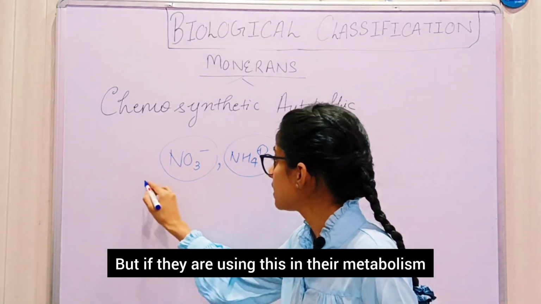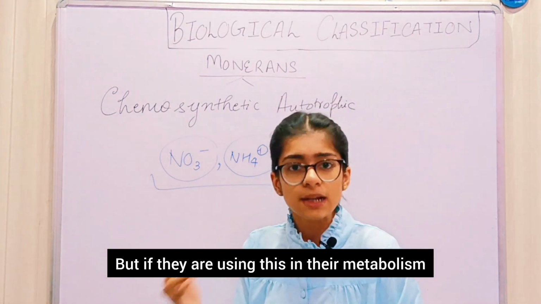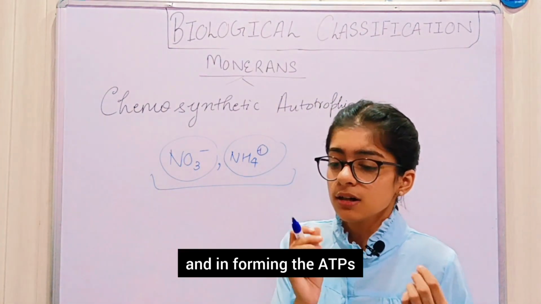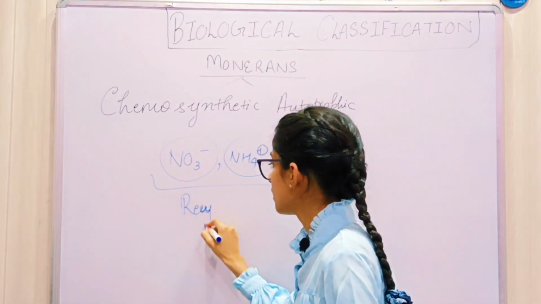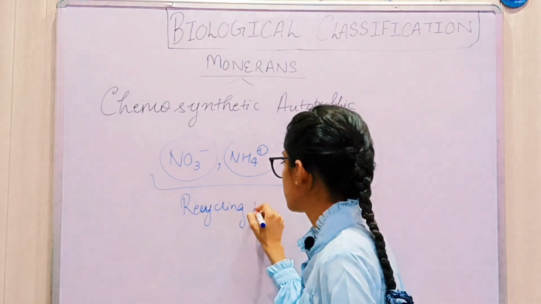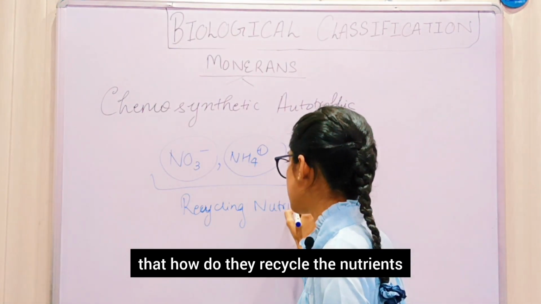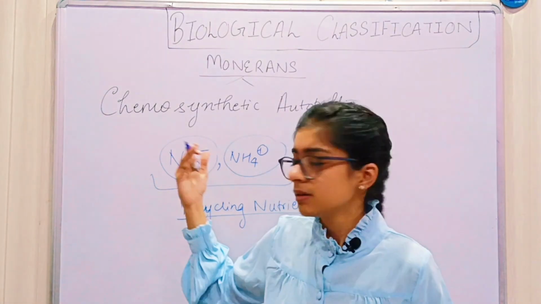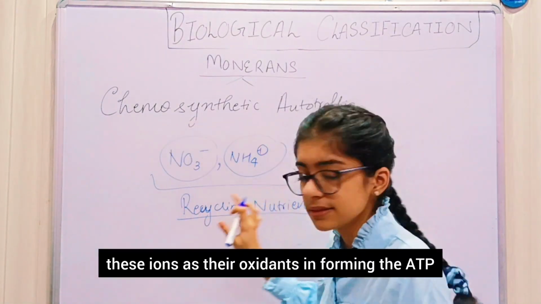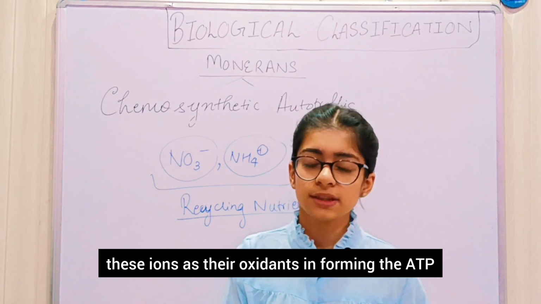But if they are using this in their metabolism and in forming the ATPs, then they are recycling nutrients. This can come as a question: how do they recycle the nutrients? By using these ions as their oxidants in forming the ATP.